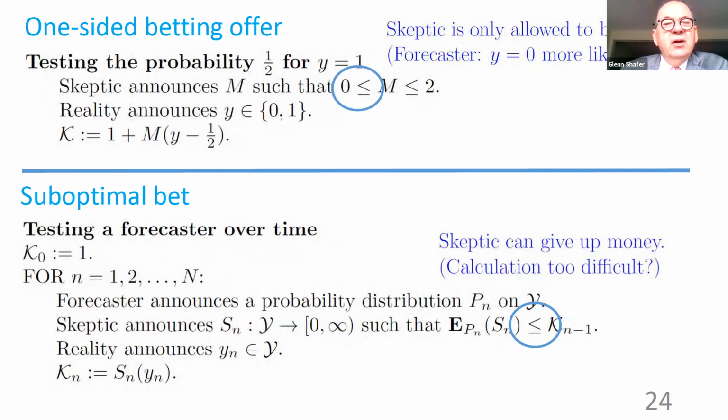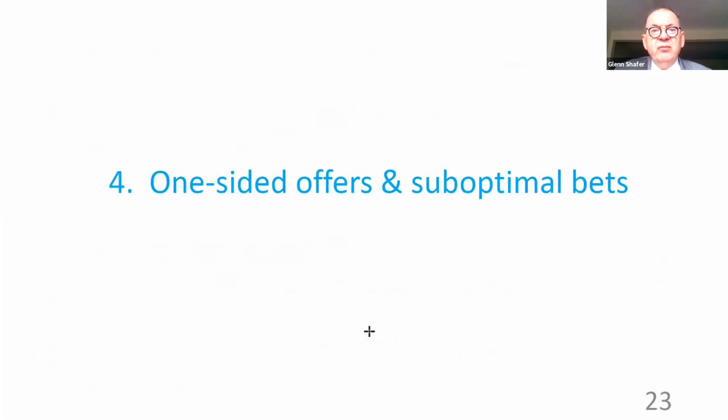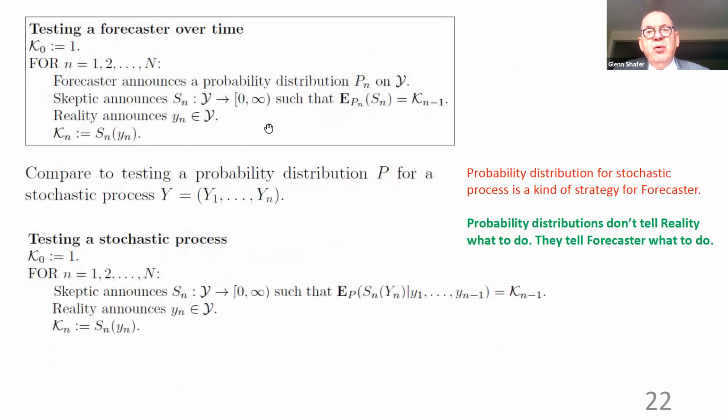You can't, so this could be regarded as an example of imprecise probability. There's another thing we could do that really has nothing to do with imprecise probability. We could take this general protocol that we had on the previous page, where we say, okay, at each step, you've got to take your current capital and your bet's expected value has to be equal to that current capital.